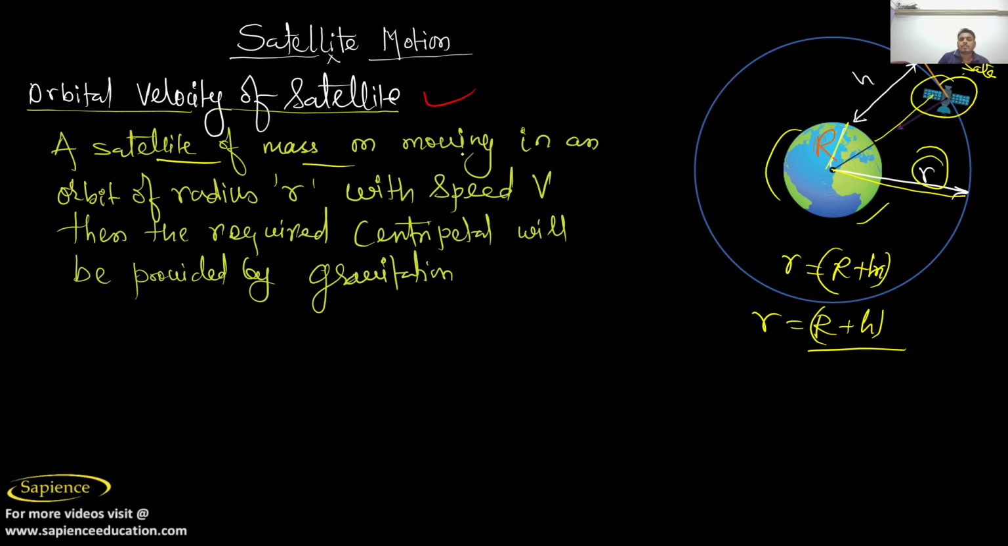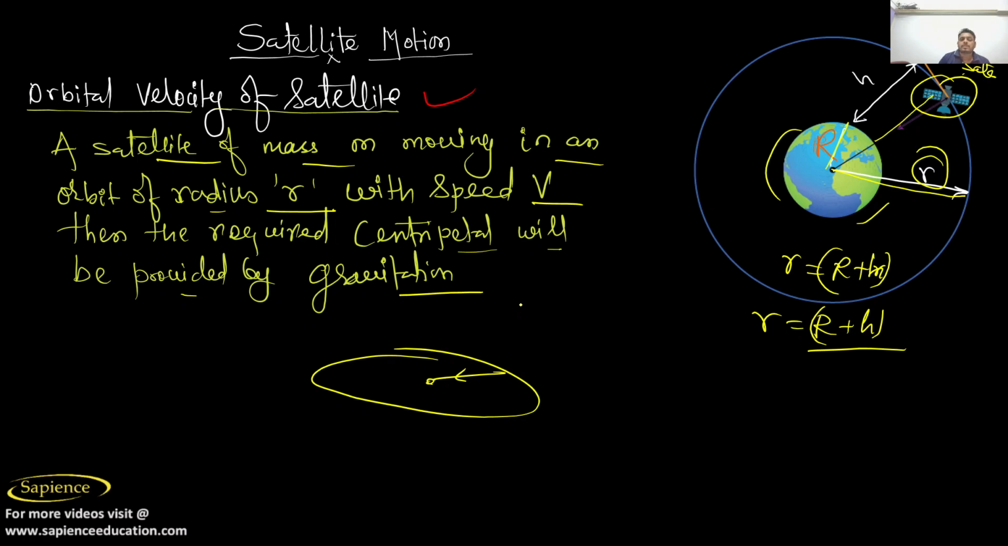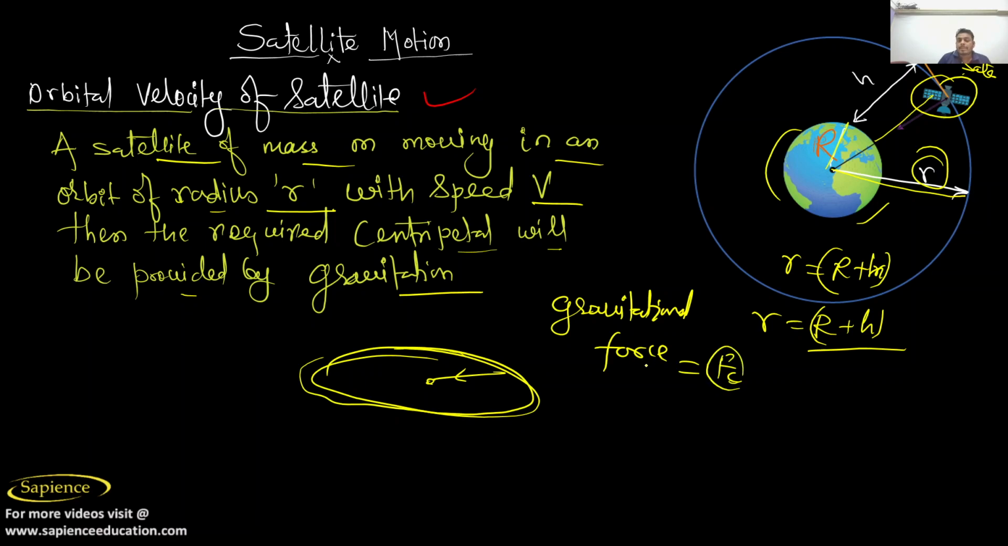Now a satellite of mass m moving in an orbit of radius r with the speed v. See here, it is moving with the velocity v, okay, and it has r as the orbital radius. Then the required centripetal force will be provided by gravitation. You know that if any circular motion is there, it means that there is a centripetal force, right? If there is no centripetal force, it won't be able to move in a circular orbit. So who is giving that centripetal force? As a conclusion, we can say that gravitational force acts as the centripetal force, due to which the satellite moves around the Earth. Okay, so I hope you have understood this now.